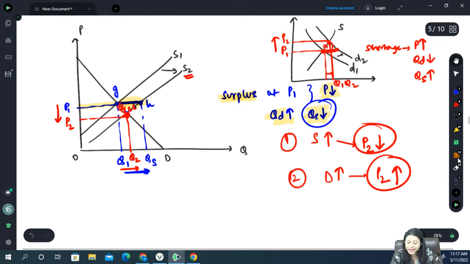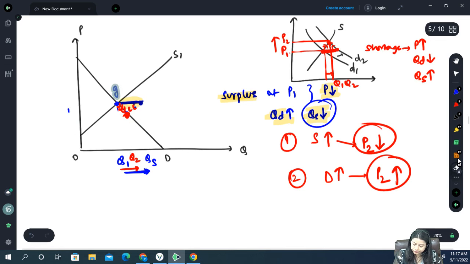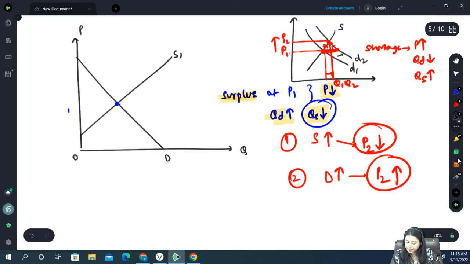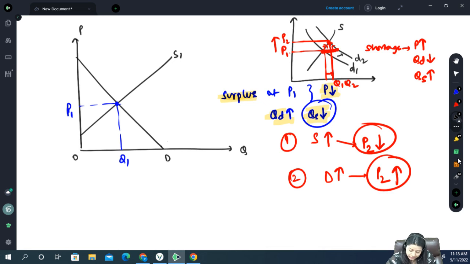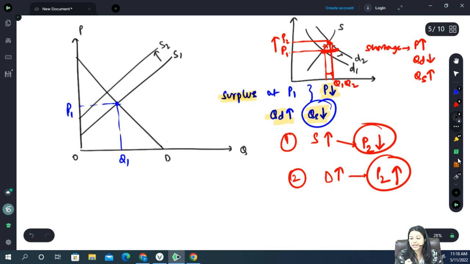For example, if supply had decreased over here, it's very important that you all listen. If this thing is clear, then the entire chapter will be clear. So see, this is my current equilibrium, P1, Q1. Now, there are some players in the market who are leaving the market. So supply will decrease at the current price. Now at the current P1, what is happening? This is my new quantity supplied, and quantity demanded is the same.